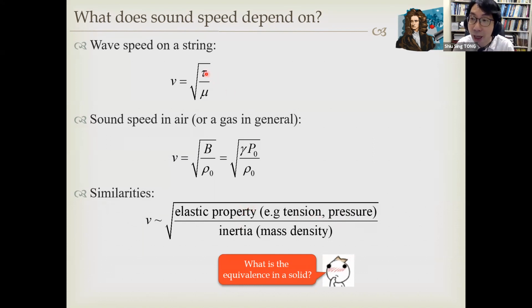And this is characterized by either the tension in the string or the bulk modulus for an air column. And the inertia is the mass density, characterized by either the linear density for a string or the volume density for air. So we want to ask, what will be the equivalent in a solid? If we extend our discussion to a solid, what will this expression be? We want to find the expression for sound wave speed in a solid. So what will that be?